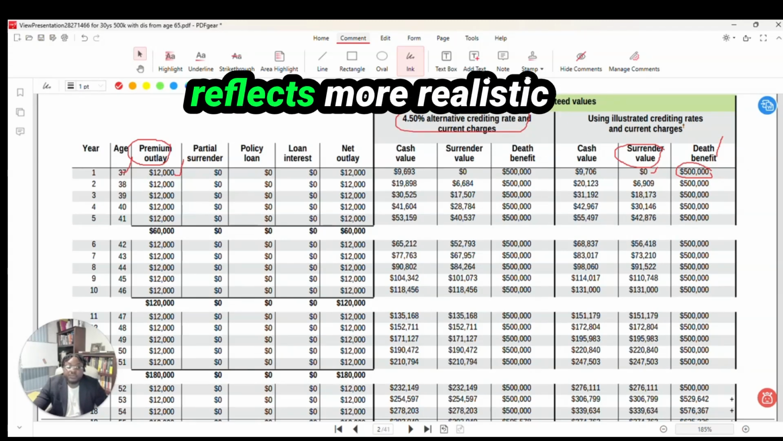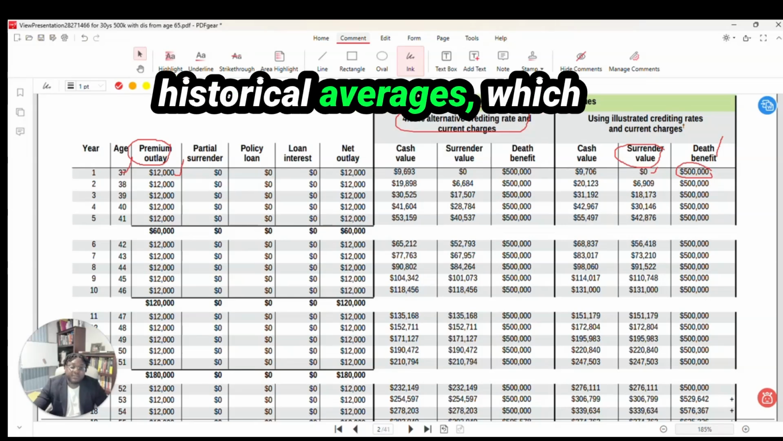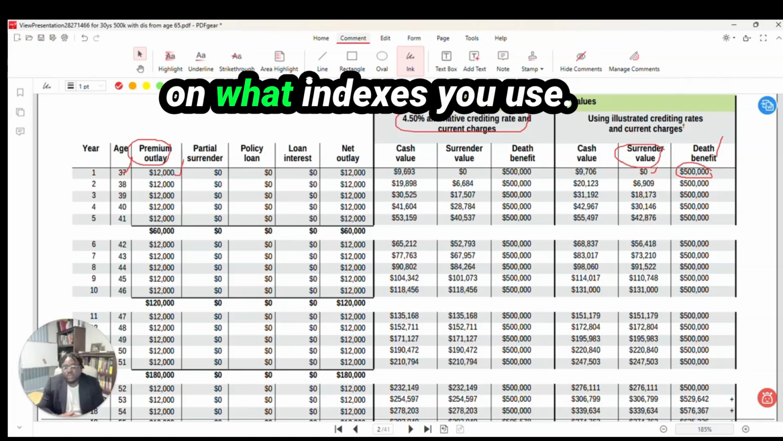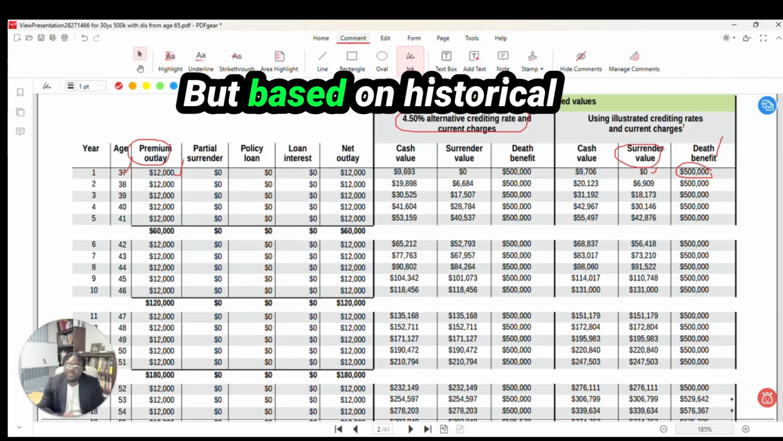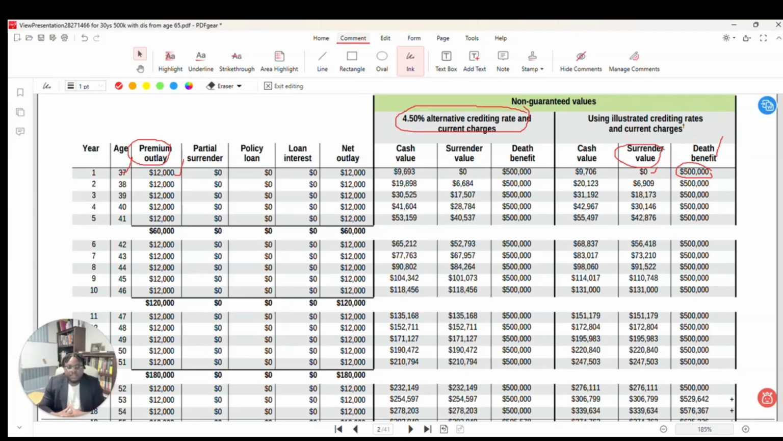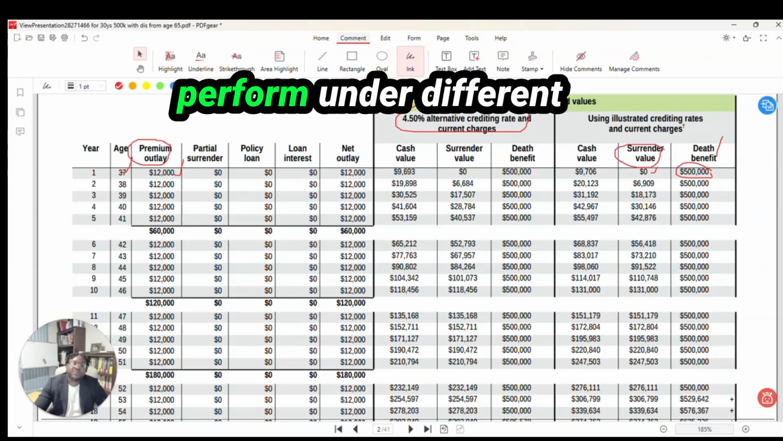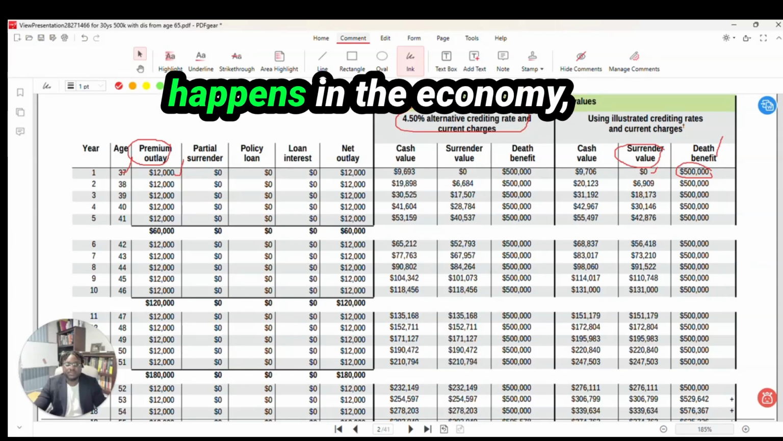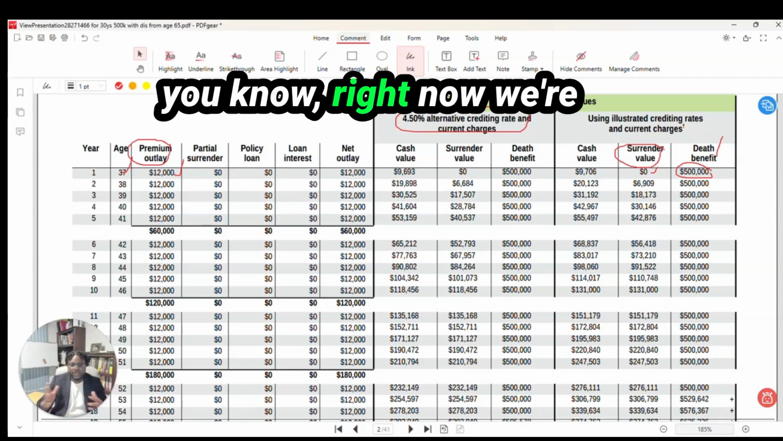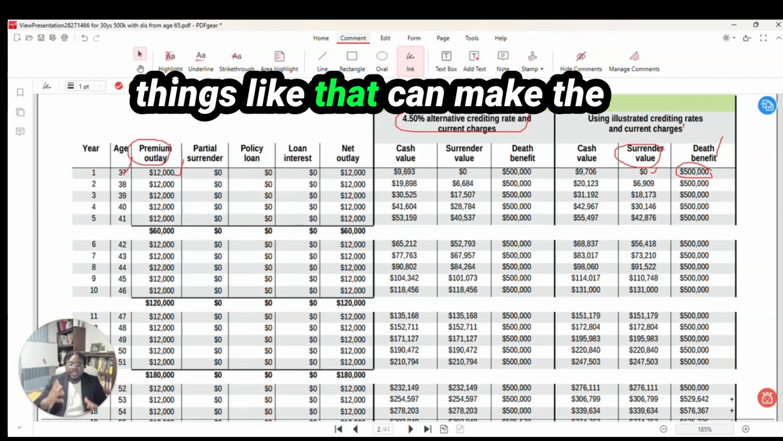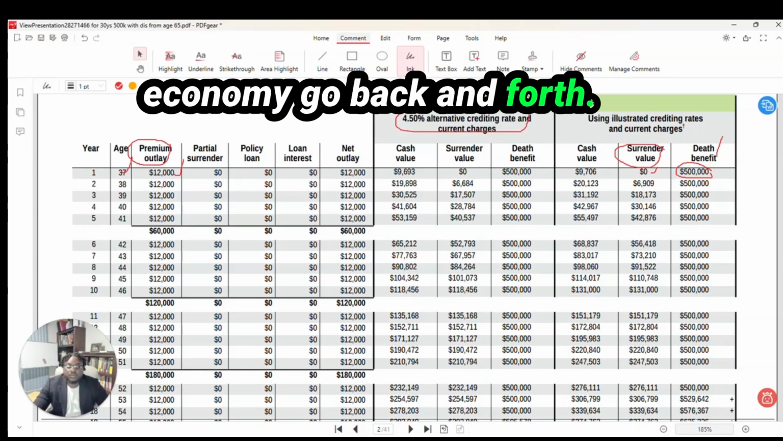And then another projection reflects more realistic historical averages, which is an average of about 7 to 10%, depending on what indexes you use. But based on historical averages, the IUL does about an average of 7% every year. This helps us understand how the policy might perform under different economic conditions, depending on what happens in the economy. Right now we're talking about tariffs, situations in the world. Things like that could make the economy go back and forth.